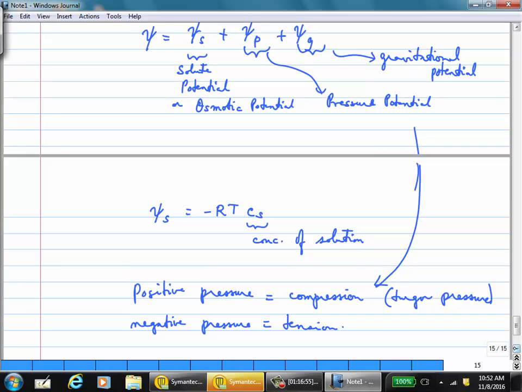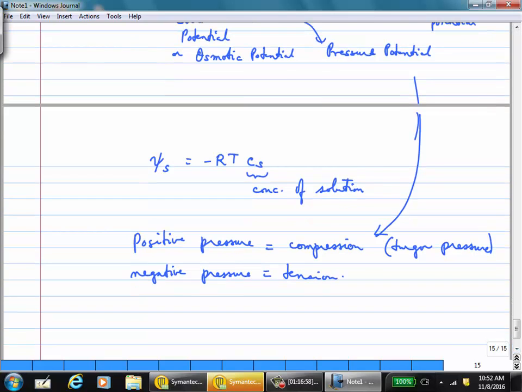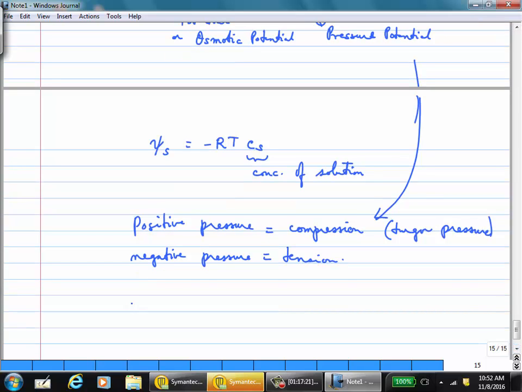And then the gravitational potential is something that all of you know from physics, okay? If you have a column of water of height h, the pressure is going to be density times g times h, rho g h. You already know that. Now it turns out that you can ignore the gravitational potential if you're looking at the cell level. I mean, by how much is it going to change? They're essentially at the same height, it's micrometers or whatever. So you ignore that. So usually the relationship that is used is psi equals psi sub s plus psi sub p. So the solute potential plus the pressure potential, that's the total water potential.